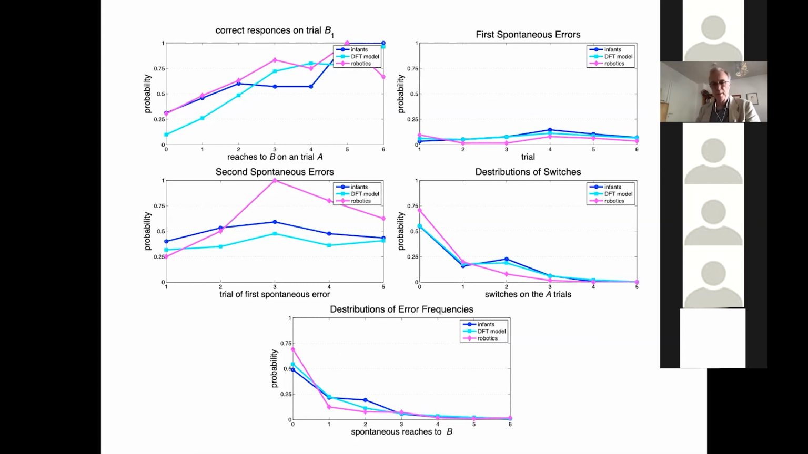So we were able to make different measurements on all these data. We had 400 babies from different experiments that we pulled into that. And we had the model, just the simulation model that I discussed in the previous lecture. That's this CN line. And then we had this robotic model, where we used the same parameter values as for the DFT model. And we did all these different trials with the trial structure I discussed earlier. And then we were able to compute certain statistics like the probability of a first spontaneous error, probability of the second spontaneous error, and certain conditional probabilities like correct responses on B1 and a couple of things like that.